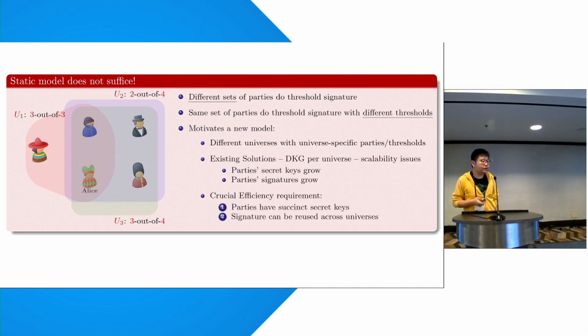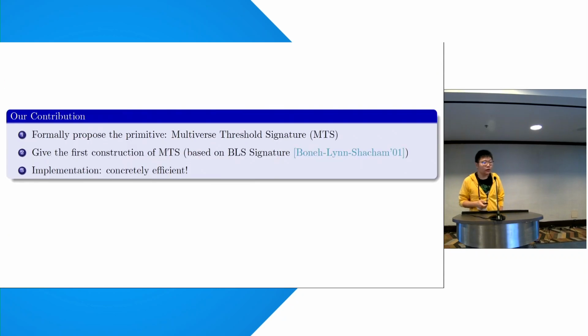As a crucial efficiency requirement for this primitive, we want the parties to have succinct secret keys. In particular, the secret key size shouldn't grow with the number of universes that a party is involved in. And moreover, whenever she signs a message, the signature should be reusable in all the universes that she's participating in. So in a nutshell, the contribution of this paper is that we formally propose this primitive, multiverse threshold signature. And then we give the first construction based on the popular BLS signature. And we provide an implementation, and it's concretely efficient.